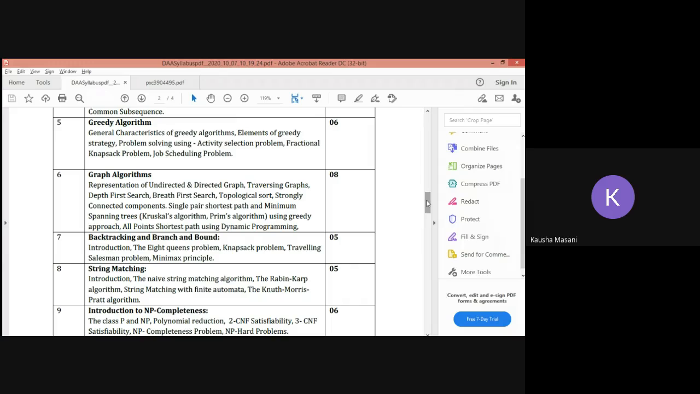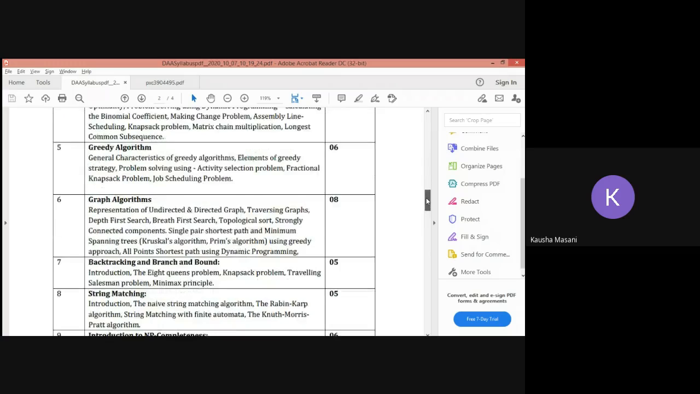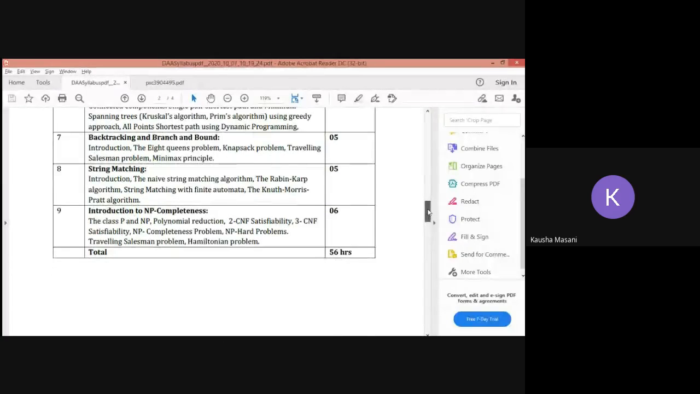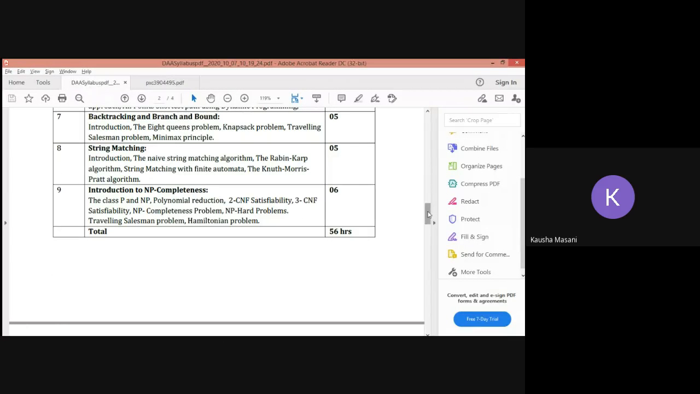Then comes your graph algorithms, backtracking, and branch and bound. So all these have a little bit of mathematics. If you are not able to recall that mathematics, then I would advise that you open up your mathematics books, at least logs and set theory. It will be helpful for you.